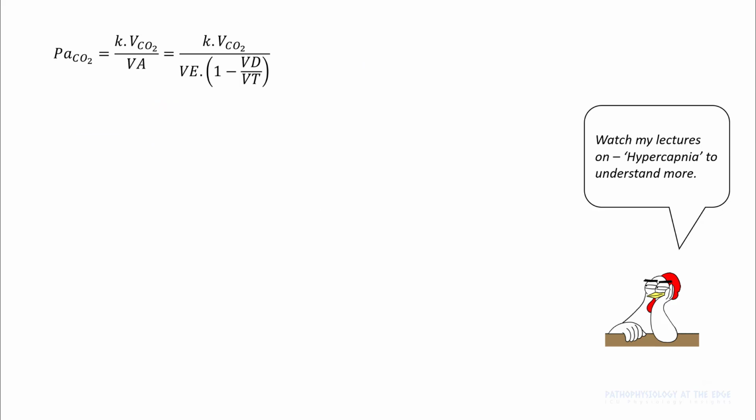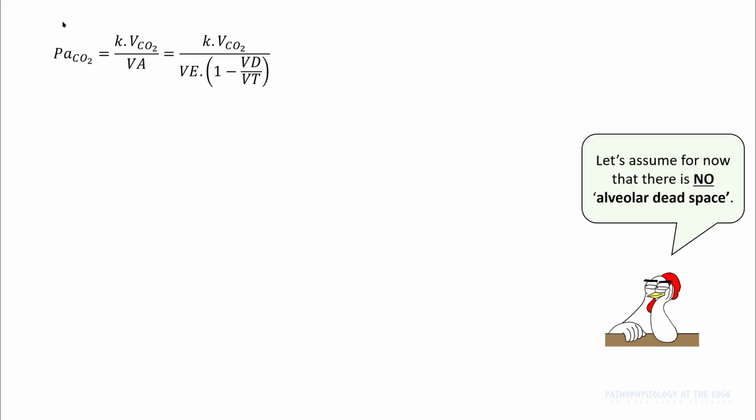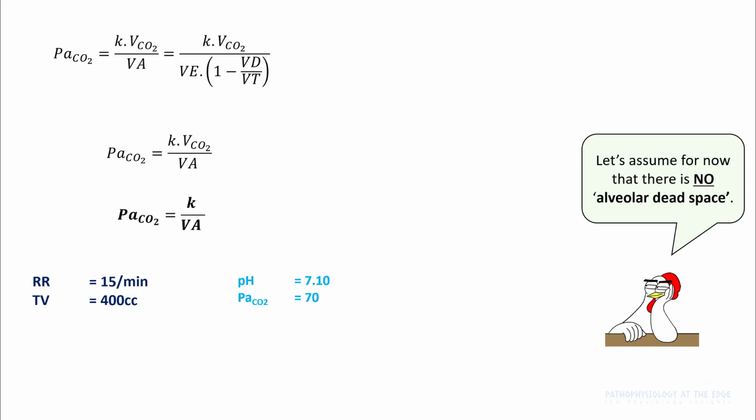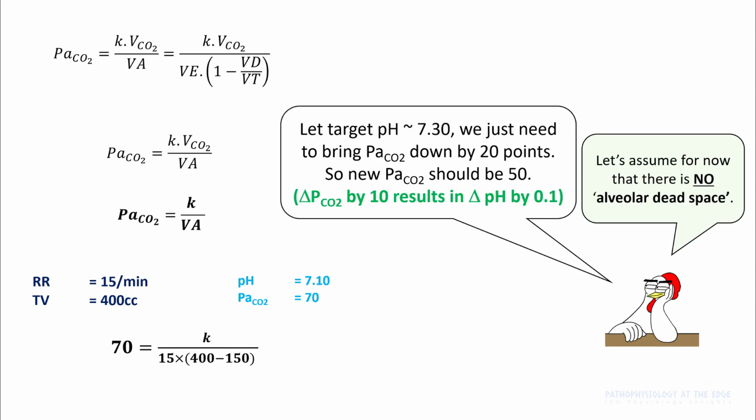In my previous lecture on hypercapnia, we understood that your PaCO2 depends upon only two factors, your CO2 production and alveolar ventilation. Since CO2 production is usually constant, we are going to ignore that in this lecture. Let's start with our first assumption, that there is no alveolar dead space. You can simplify this equation to PaCO2 equals a constant divided by alveolar ventilation. So for this patient with a rate of 15 and tidal volume 400, with pH of 7.1 and PaCO2 of 70, you could put it in this equation and figure out the constant.